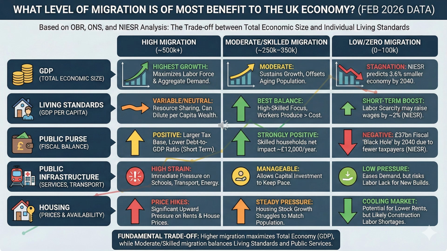Effect on housing. High migration results in price hikes, significant upward pressure on rents and house prices. Moderate skilled migration results in steady pressure. Housing stock growth struggles to match population growth. Low or zero migration causes a cooling market, potential for lower rents, but likely construction labor shortages.